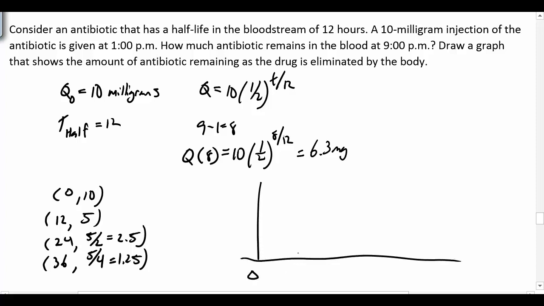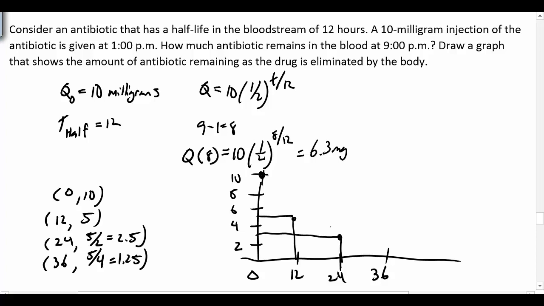Okay, so 0, 12, 24, and 36. I'm going to start off at 10, and I'm going to count by 2s. I'm just picking a number here: 2, 4, 6, 8, 10. Since I'm sketching this by hand, I'm not too stressed about it. It's a little on the sloppy side. So 0, 10, at 12 we're at 5, then we're at 2.5 for 24, and we're at 1.25 for 36. So you can sketch that in that way.